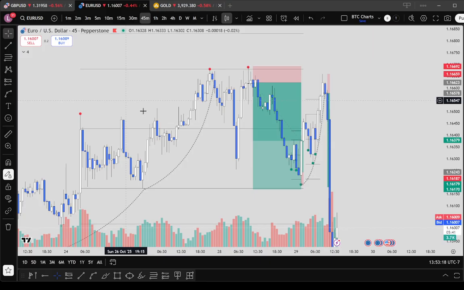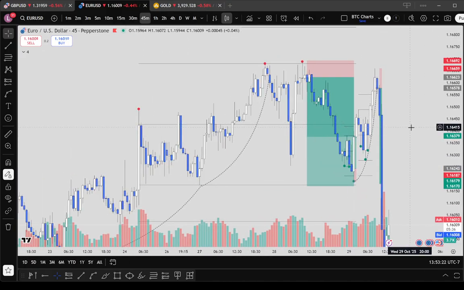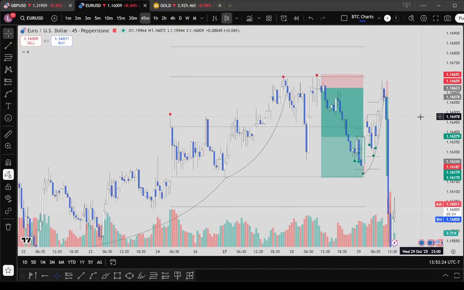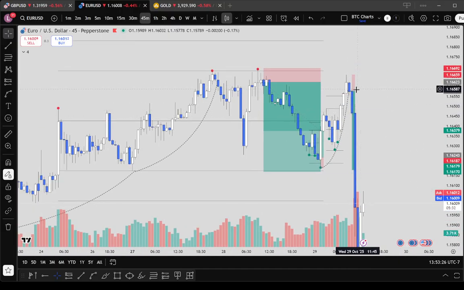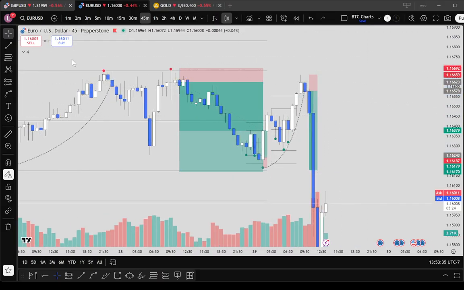Testing, testing. This is how I could have made around 14 to 15 RR today. Trading news: Fed Chair Powell was speaking today. They cut by 25 basis points, which is why we got this crazy sell-off to the downside here on Euro.